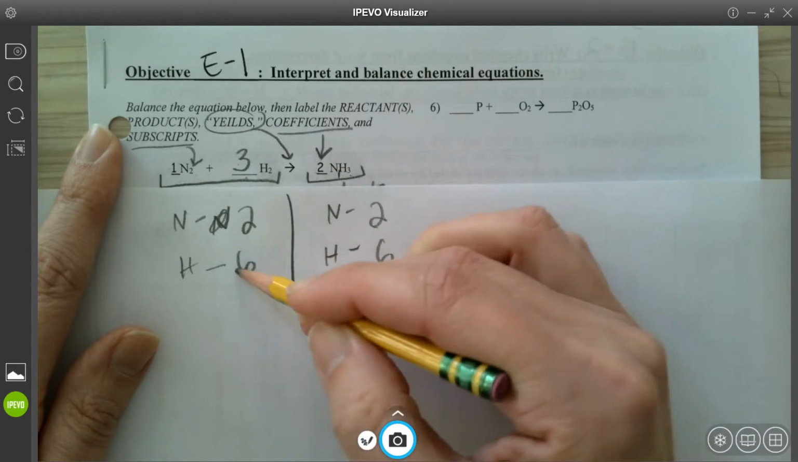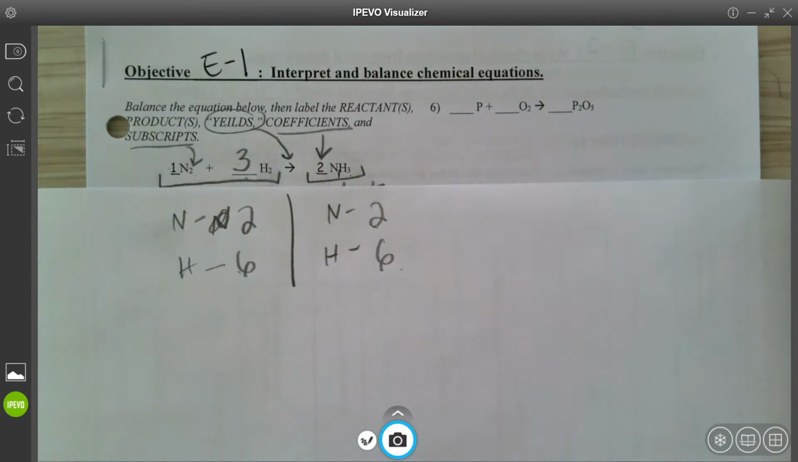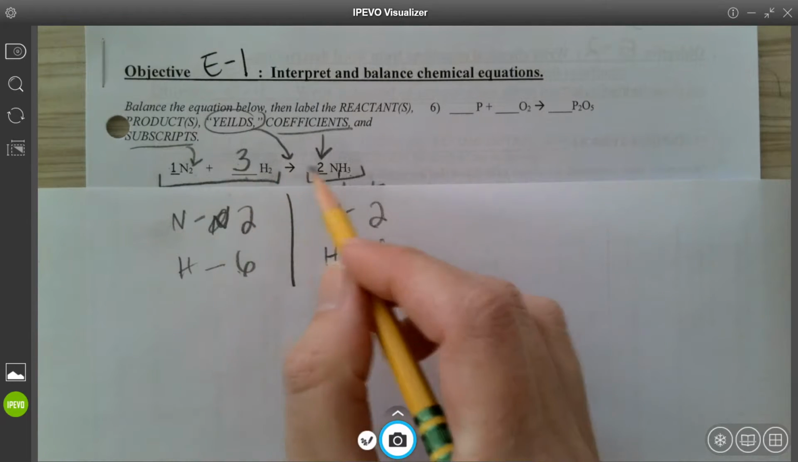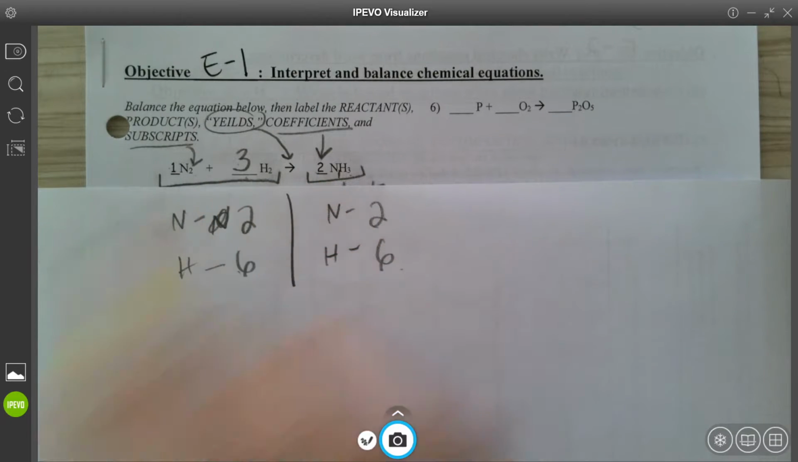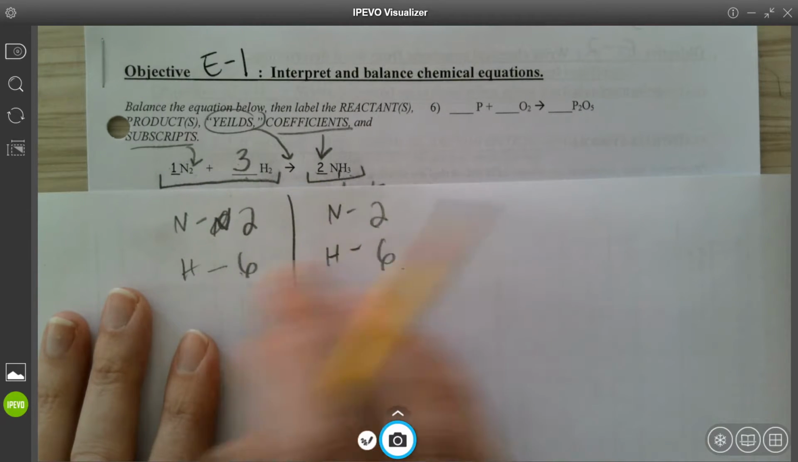These are equal, these are equal. So that's how we know the equation is what we call balanced. And to make an equation balanced, you can make the coefficients whatever you need to make them, as long as it's a whole number, okay? You can't change the subscripts, okay? But you can make the coefficients whatever you need to make everything balanced.